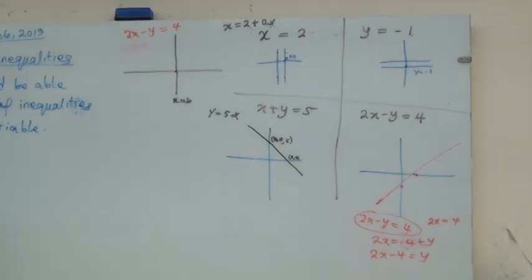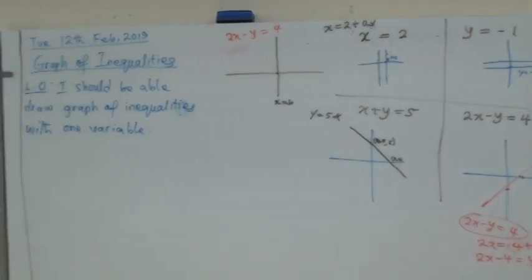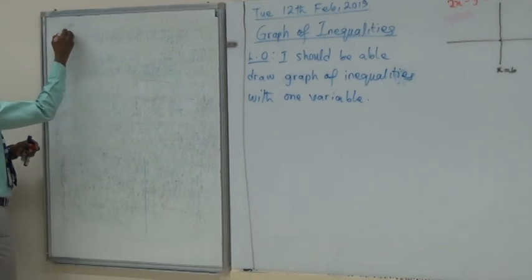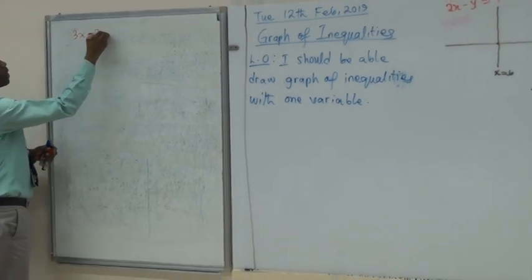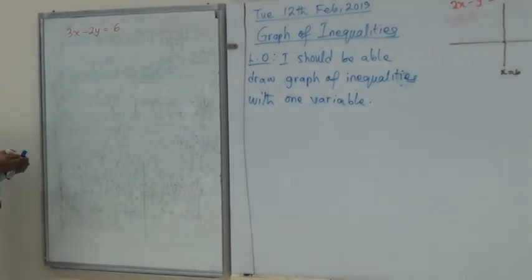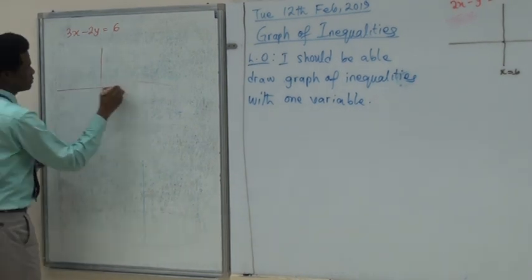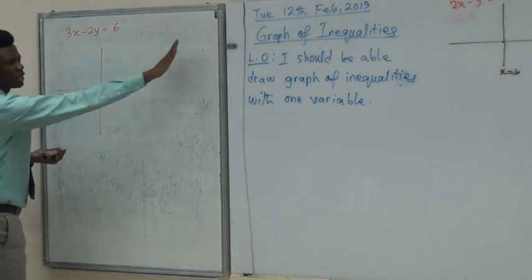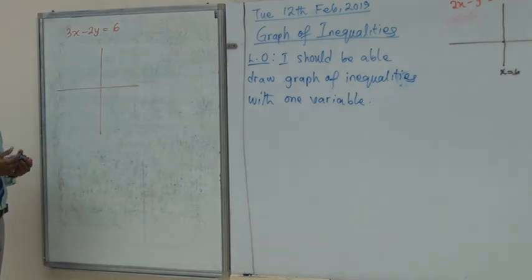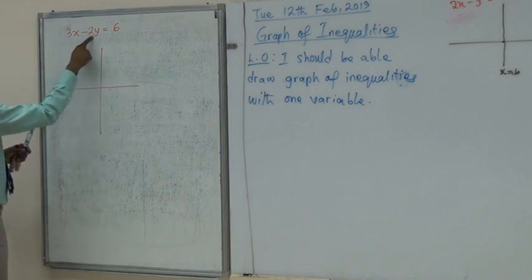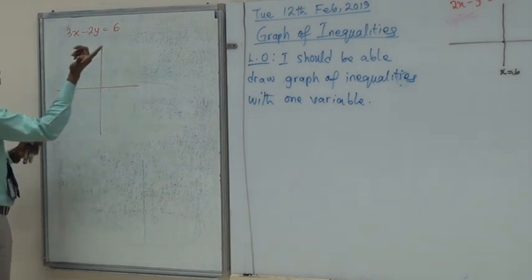Okay? Let's sketch one here together. Are you ready, everyone? So this is 3x minus 2y is equal to 6. I have my graph here. All I need to do is get 2 points. It doesn't have to be the intercept. But sometimes when the coefficient of x and y can divide this, use your intercept.